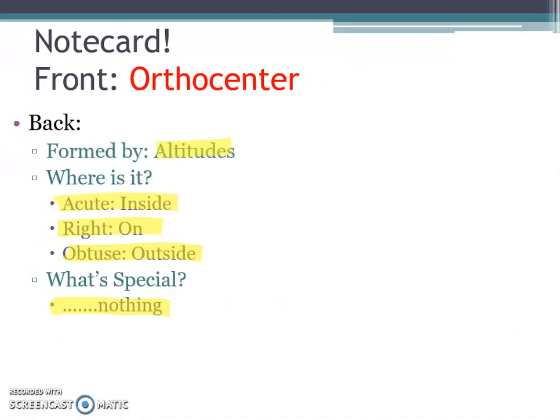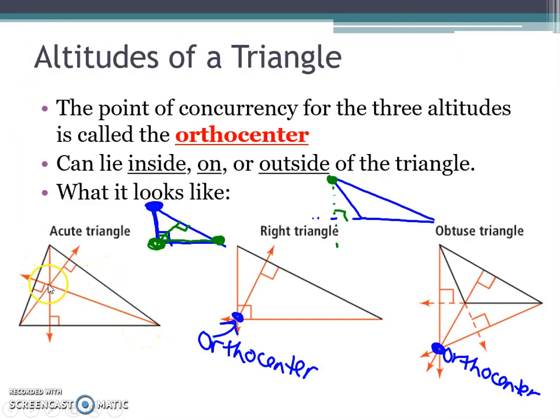So please grab another card and write orthocenter on the front of the index card, and then write the following things on the back. On the front, write orthocenter. On the back of your flashcard, you're going to write: formed by altitudes. Where is it? Acute, it's inside. Right, it's on it. Obtuse, it's outside. What's special? Nothing. So you can see inside, on it, it's on the triangle. This is outside, always. This is the case always.